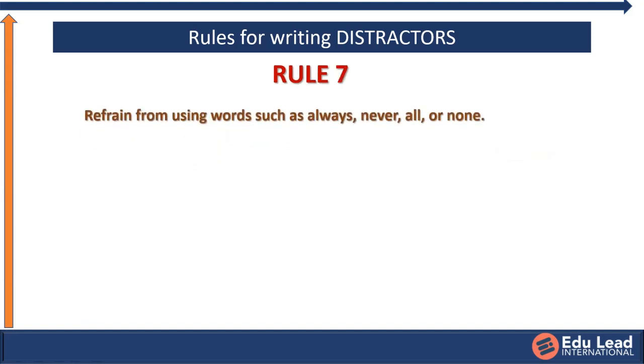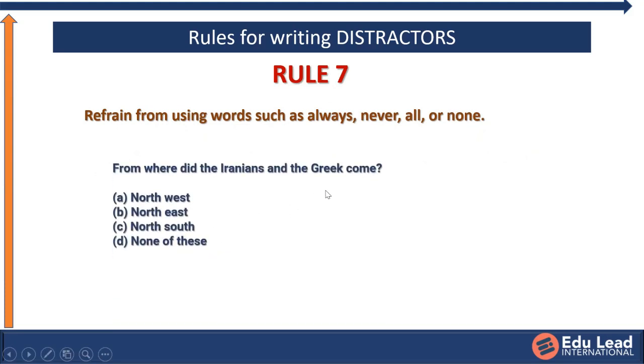Rule number 7: refrain from using words such as always, never, all, or none. Let's see an example. From where did the Iranians and the Greeks come? Northwest, northeast, north, south, none of these. Now, it's easy to dismiss this 'none of these'. Most of the time, we use these options because we run out of other options, just to fill in and create the 4th option. And that is something which the children can easily guess, and this reduces the difficulty level of the question. So we should try to avoid using these words.